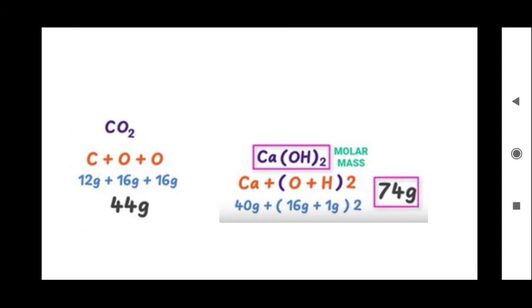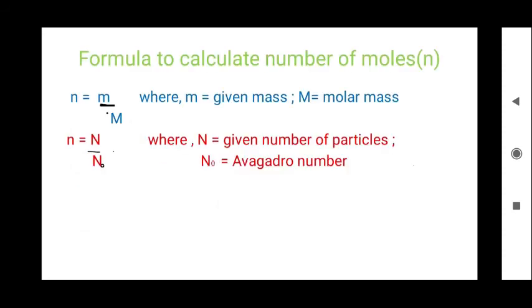So if we know how to calculate molar mass, we have another set of formulas where we can calculate the number of moles. The number of moles is given by the symbol n. It can be calculated with two formulas. One is given mass by molar mass, where the given mass is what they will give, like 5 grams or 10 grams. Now we know how to calculate molar mass. Or else we can use another formula depending upon what data they have given.